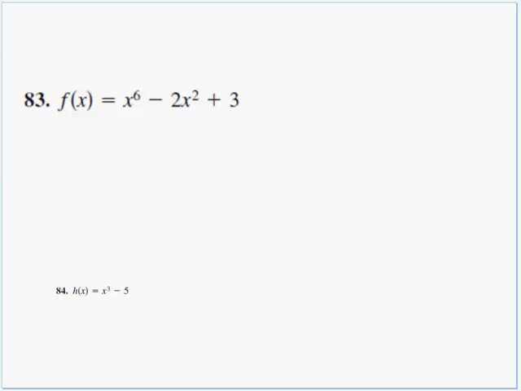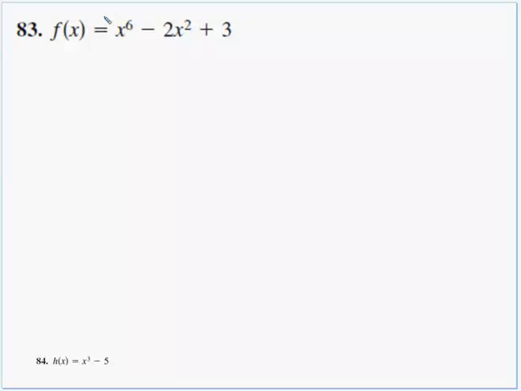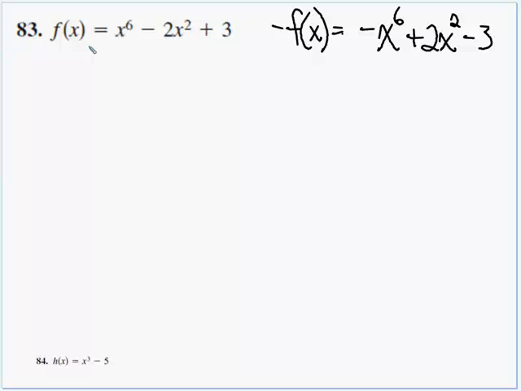Okay, the first one, we got some bigger exponents here, but that's nothing to worry about. If I find the negation of this, that would be negative f of x will be negative x to the 6th plus 2x squared minus 3. Minus 3. So let's replace all x's with a negative x. So this will be a minus x quantity squared plus 3.